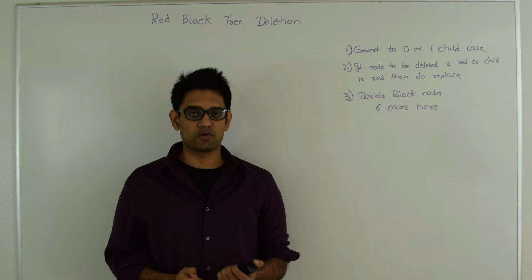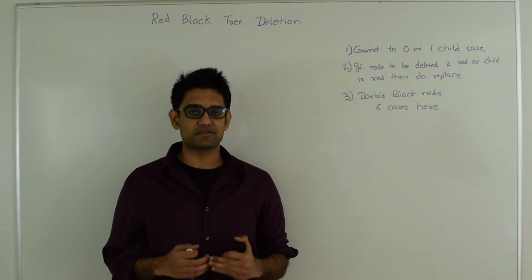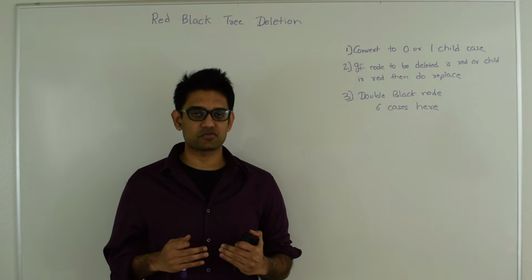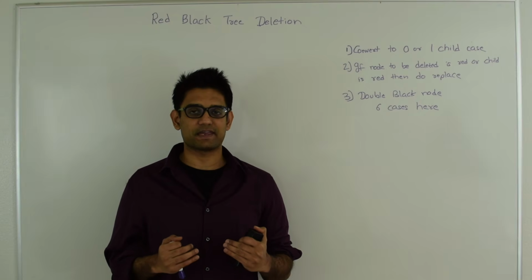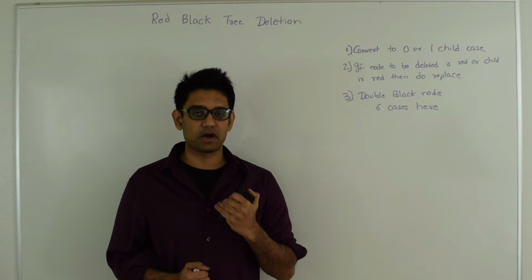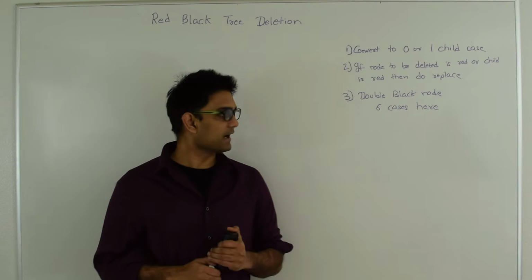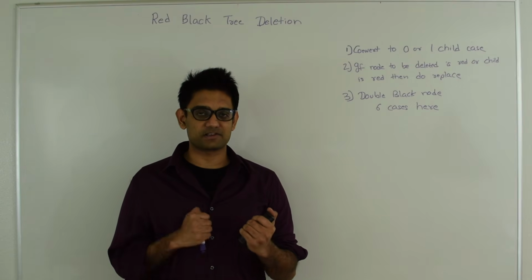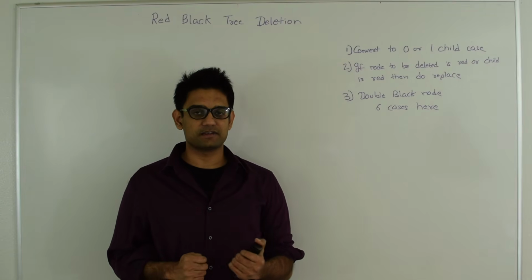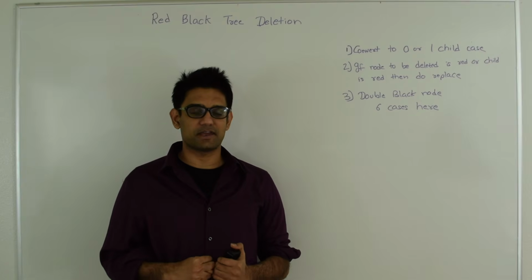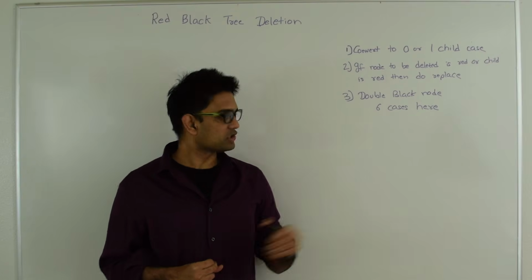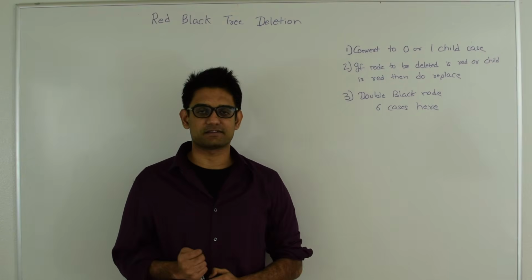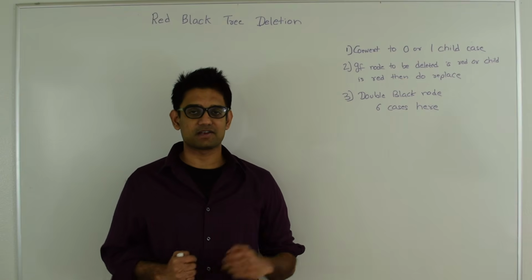Once we have found that node, we check if it has two not null children. If it has two not null children, then we have to convert it into a case where it has 0 or 1 not null children. After doing that conversion, we check if the node to be deleted is red or if its child is red, then it's a very simple use case. Otherwise, we have a double black use case, in which case we will have 6 different cases. So let's try to understand this entire process with the help of examples.